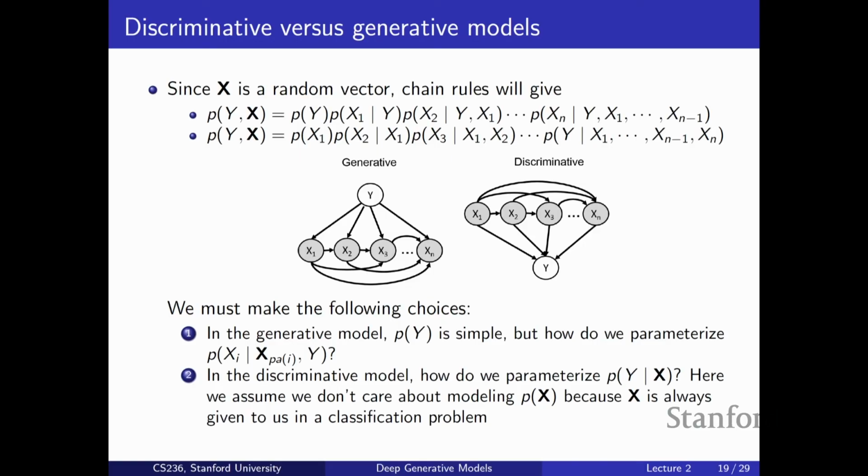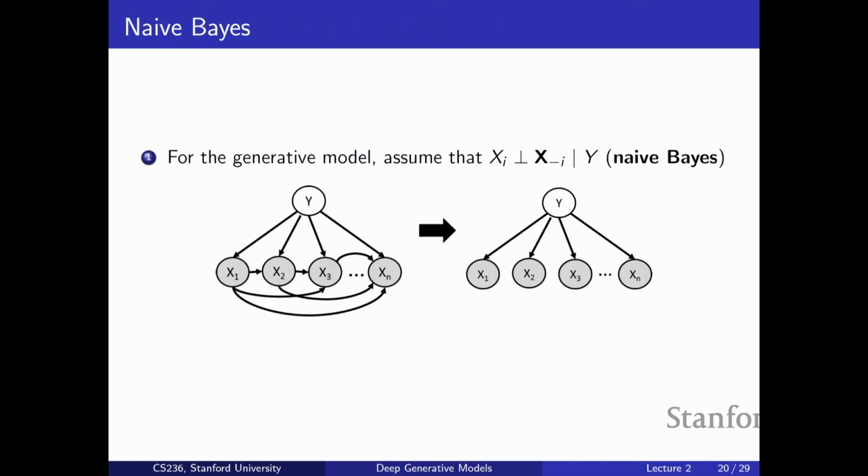And so one way to make progress is to say, okay, let's make conditional independence assumptions. So in general, a generative model would have to look like this. You would have to be able to capture all sorts of dependencies between the x's and the y.